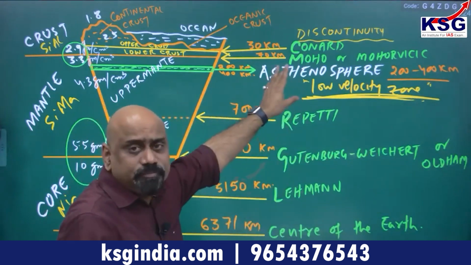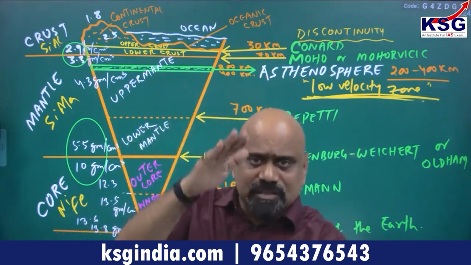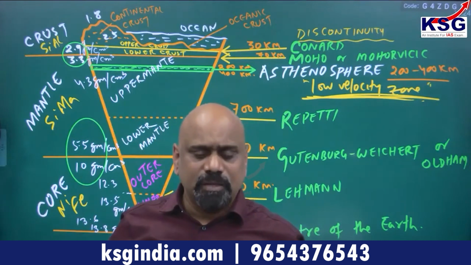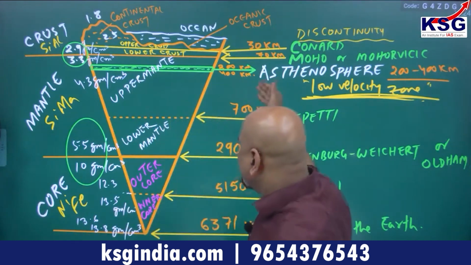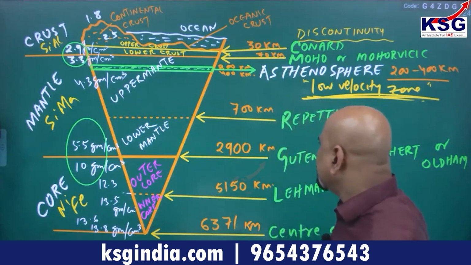Asthenosphere is called the low velocity zone. It is an elastic zone, a plastic or elastic zone which absorbs the stress of the rock during plate movement or plate tectonics. Remember this. Now, it will go deeper inside.